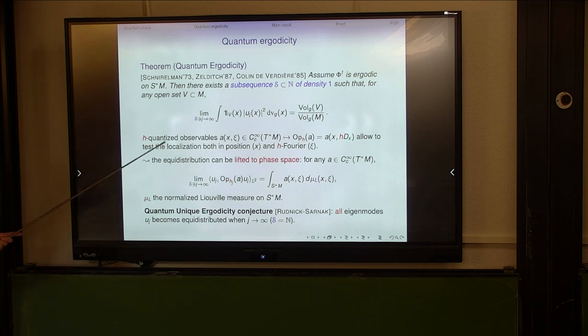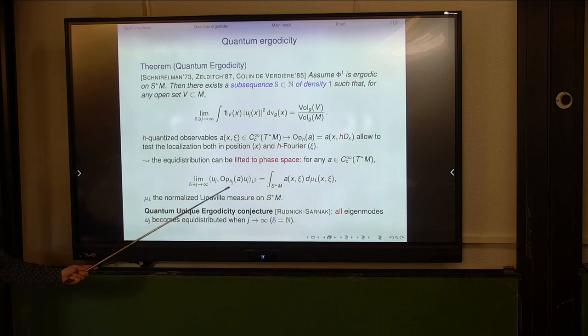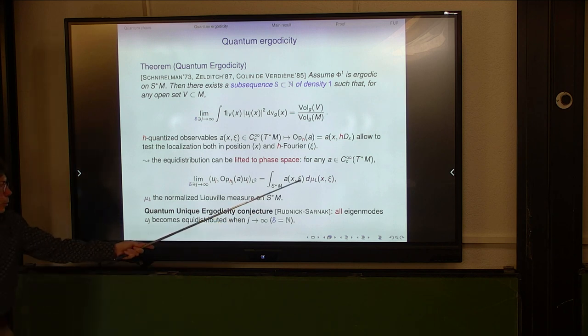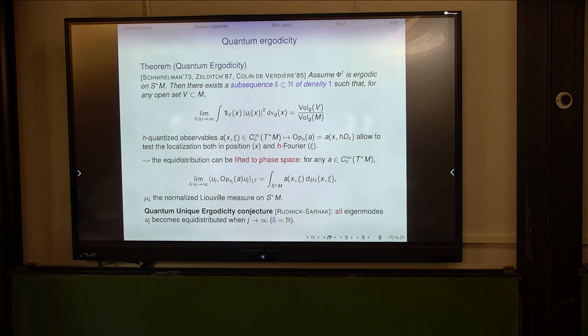If you want to test the eigenmode u_j, it oscillates on the wavelength h_j, and so we have to adapt the test operator. This is why the test operator depends on this scale. The lift of this equidistribution is a statement which is both in position and momentum. If you test this by this phase space function a of x and xi, where xi is the momentum coordinate at the scale h, then it converges weakly to the Liouville measure, which is the lift of the Lebesgue measure on phase space, on S star M. This is the equidistribution statement, but it holds inside the subsequence.